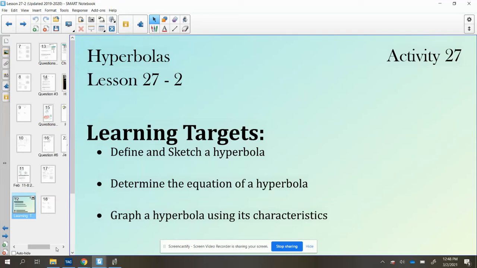Everyone, welcome to lesson 27.2, part 1. Today we are going to talk about our final conic section, the hyperbola. And the hyperbola lesson starts on page 365 in your Springboard book.